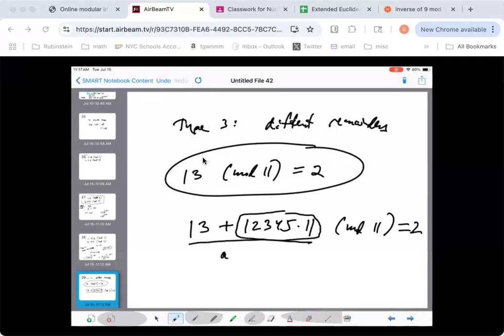So I'm going to say adding a bunch of 11s does not change the remainder. That's going to be a key insight for today's lesson.